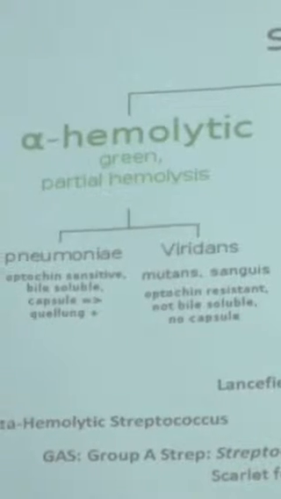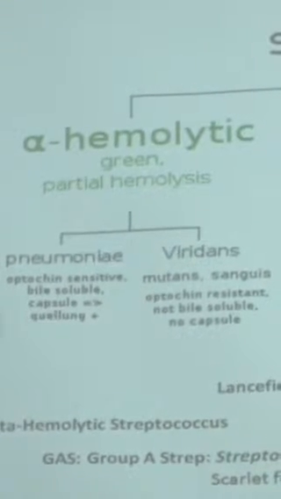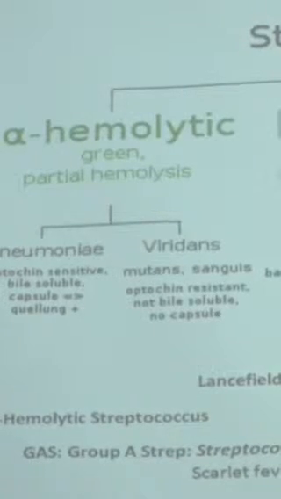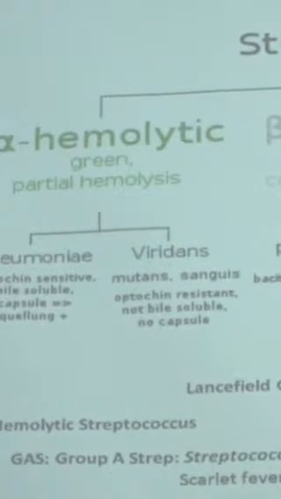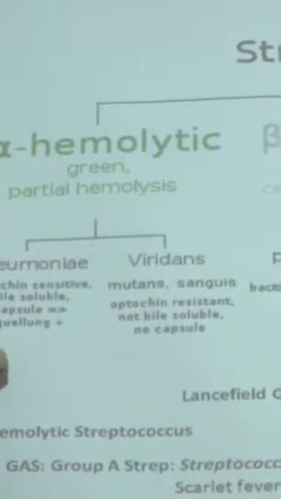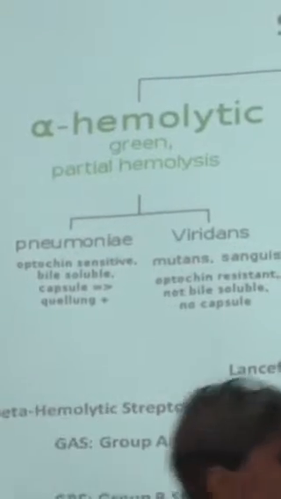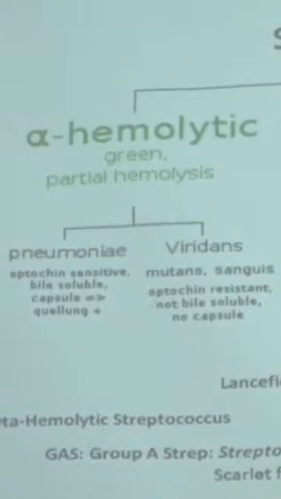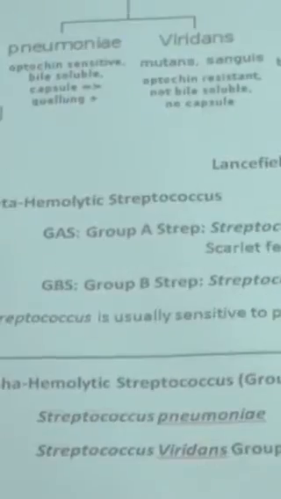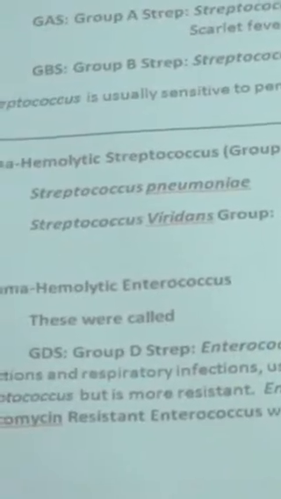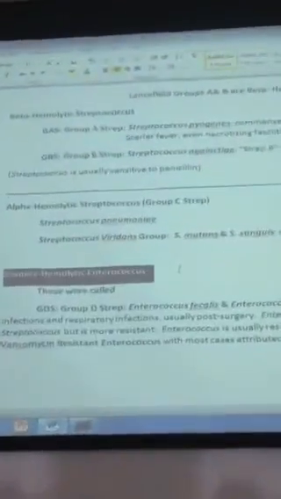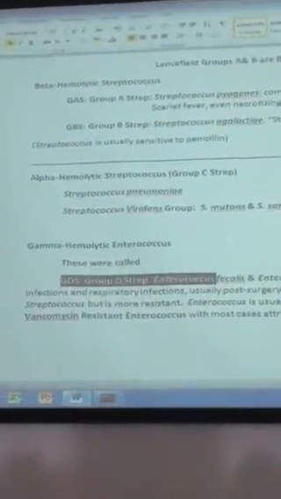So it's no hemolysis. This is going to be things like mutans and sanguis. Remember, those were oral flora? They might cause a tooth abscess, but it's probably not going to be much worse than that. Streptococcus pneumoniae is also in this group. It gets in your lungs and causes pneumonia. I have those two down here. Here's your gamma hemolytic Enterococcus, group D strep, now called Enterococcus. They can cause infections, but they're not particularly virulent.